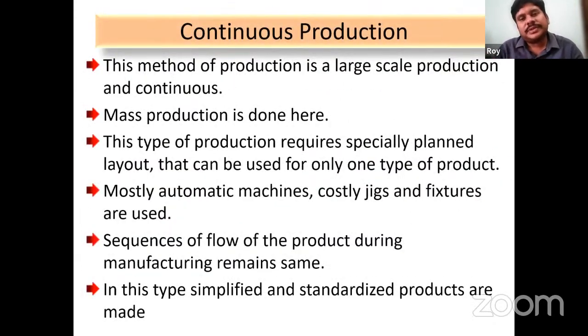What is continuous production? It is large scale production, in continuous flow. This type of production requires a specially planned layout that can be used for only one type of product. Mostly automatic machines, costly jigs and fixtures will be used because it is continuous production. The sequence of flow of the product during manufacturing remains the same. It is not like job or assembly. The flow of the sequence will be the same. In this type, simplified and standardized products are made. Now see this Coca-Cola.